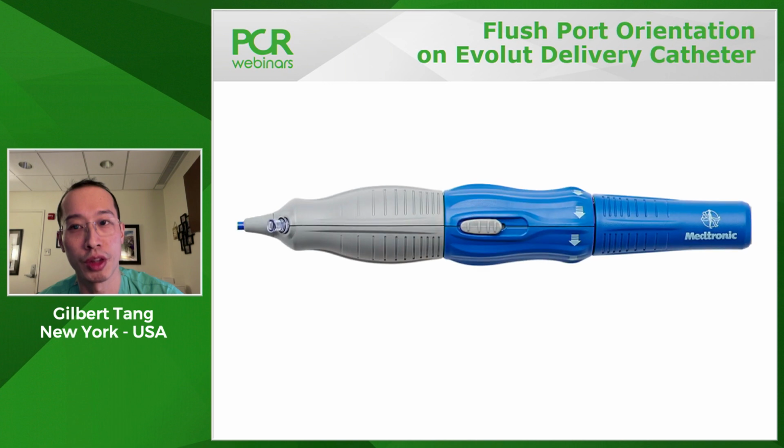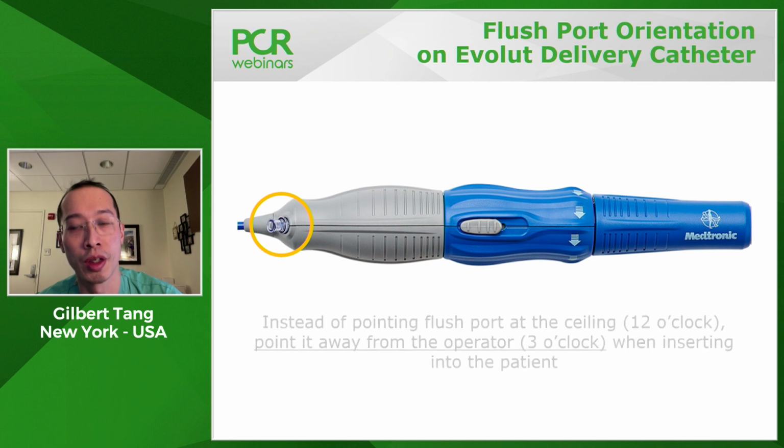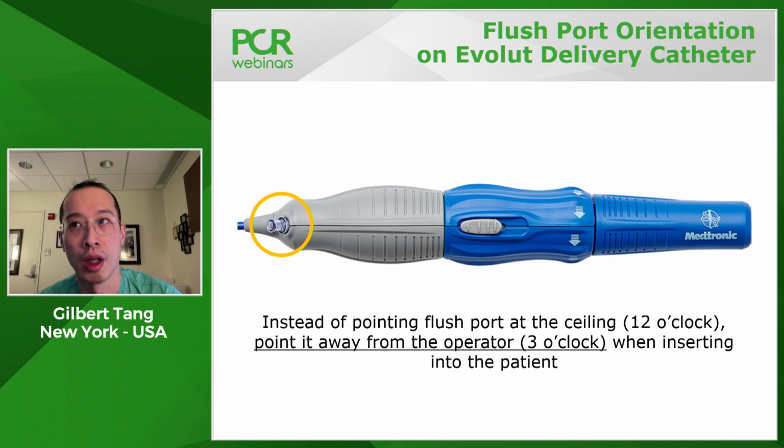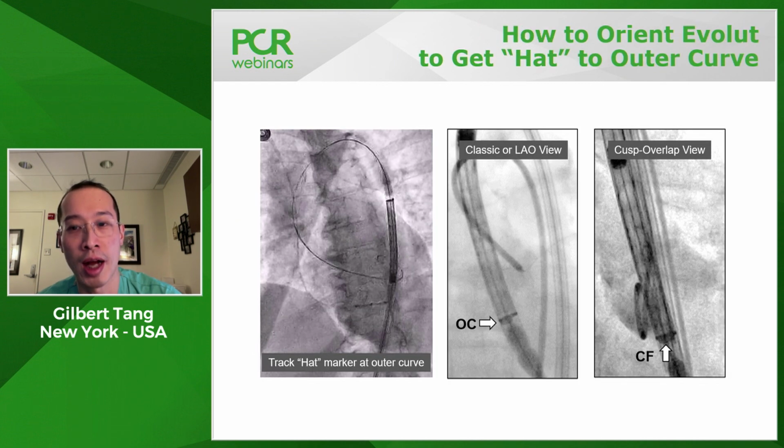So where is this flush port at 3 o'clock? This is what it shows here. It's on the gray handle. And you can see that it's right there, and we put it at 3 o'clock away from the operator when you insert into the femoral artery. After that, you just let the delivery catheter work its magic around the arch.